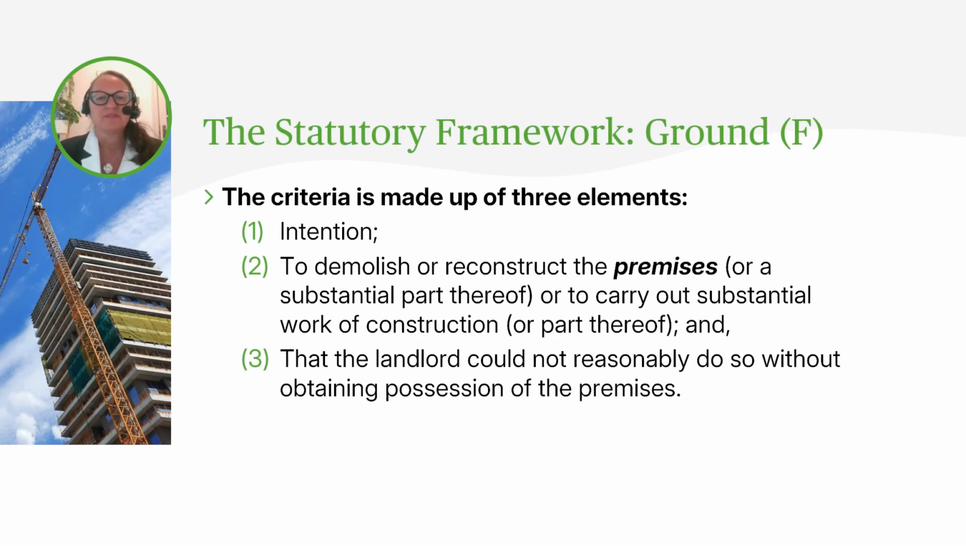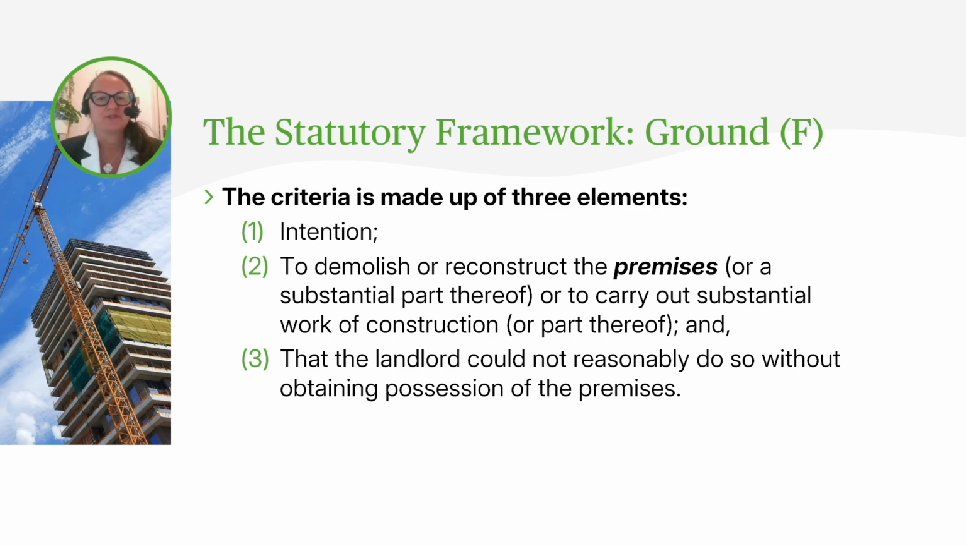So taking this further, criteria for Ground F is made up of three elements. We're looking at intention, then the requirement to demolish or reconstruct the premises, or a substantial part thereof, or to carry out substantial work of construction or part thereof, and that the landlord could not reasonably do so without obtaining possession of the premises. So, there must be qualifying works: demolition, construction, or substantial construction. Secondly, the landlord must intend to carry out those works. Thirdly, the works must require vacant possession.